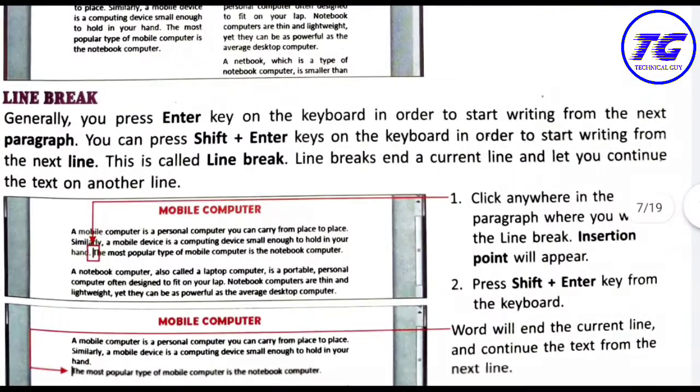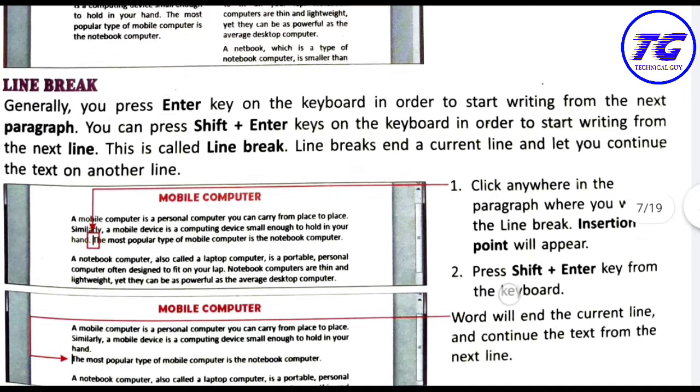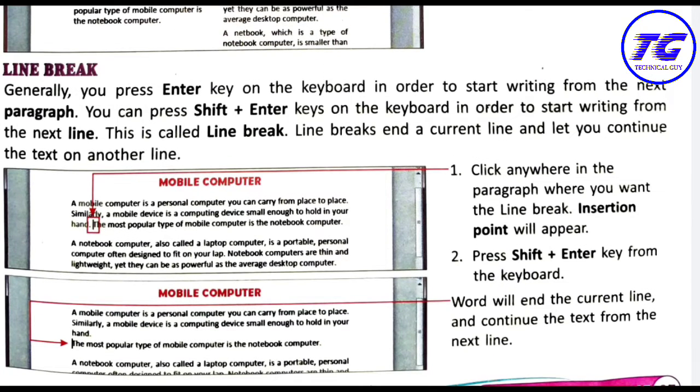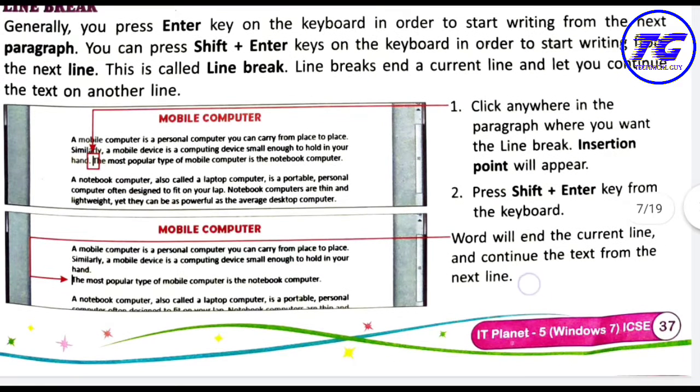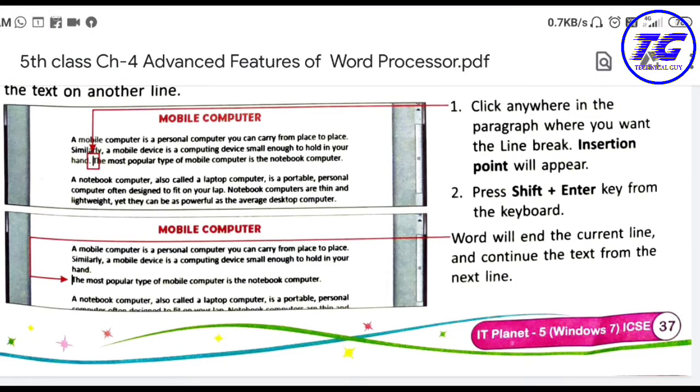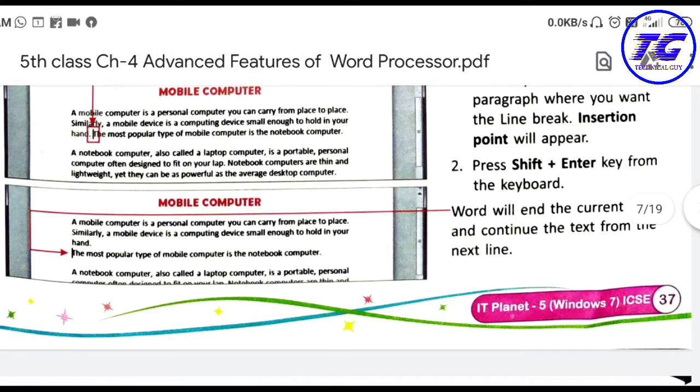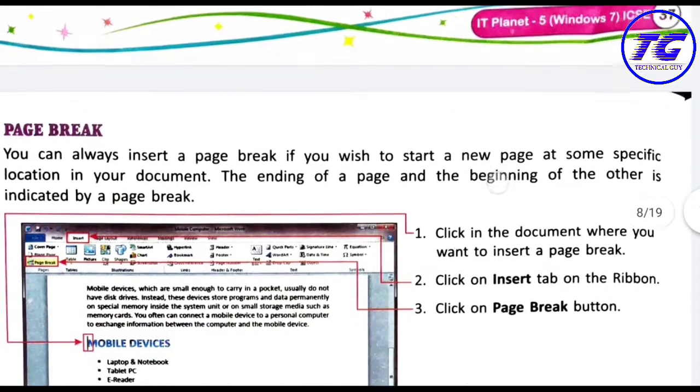So here you have the line break. For line break, click anywhere in the paragraph or in the line from where you want to break the text, then press the shift plus enter key. When you press the shift plus enter key from the keyboard, the text after the cursor will appear in the next line. So this is called line break.